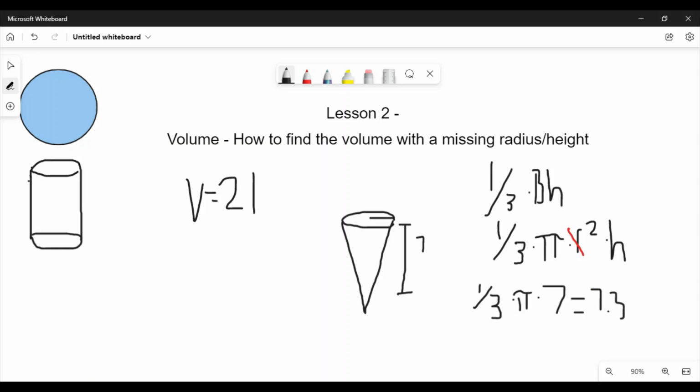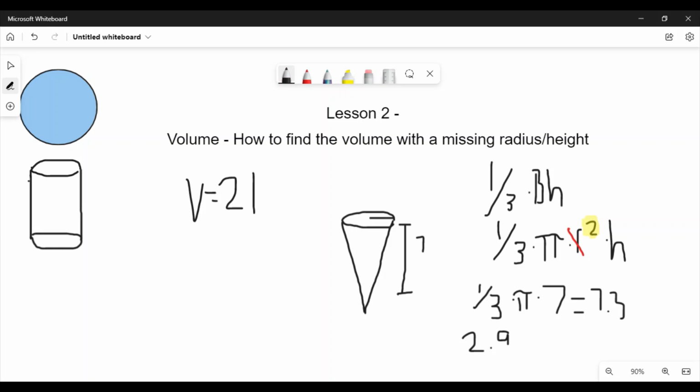And now we need to divide the 21 by 7.3. So the volume divided by whatever we get in this equation. So 21 divided by 7.3. And when you round it to the tenths place, it is 2.9. But we're not done yet. We still have the square of the radius.